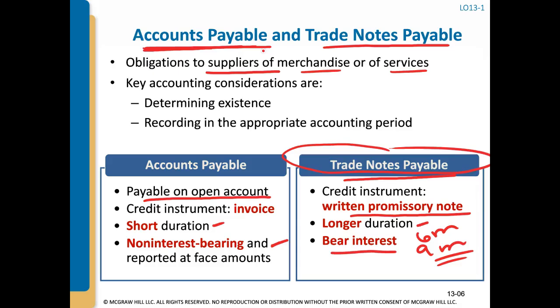And the biggest difference between accounts payable and trade notes payable, besides the written promissory note, is that a trade note payable bears interest, which means that the company that has the notes payable on their books will have to pay interest to their suppliers.